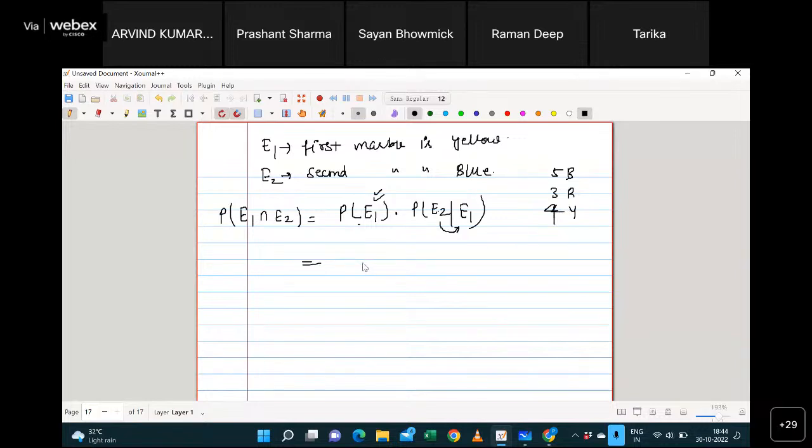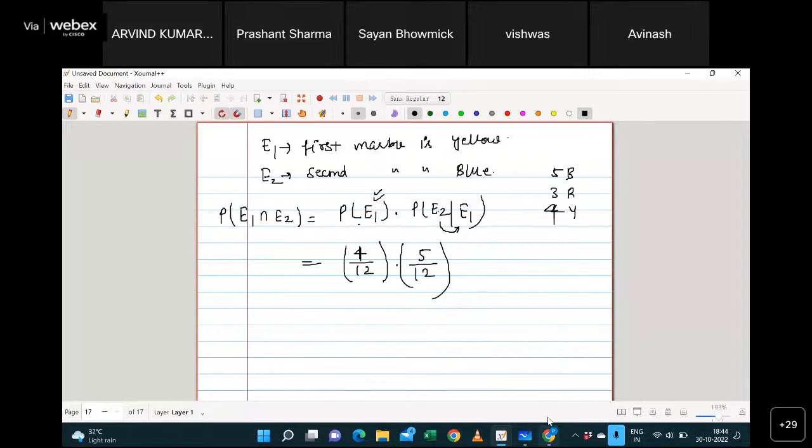Sir, total 4 by 12, because we have 12 marbles and 4 yellow marbles. Okay, and what's the probability that the second marble is blue? It's 5 by 12.